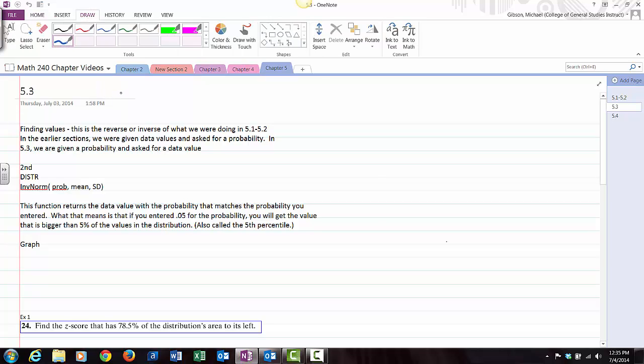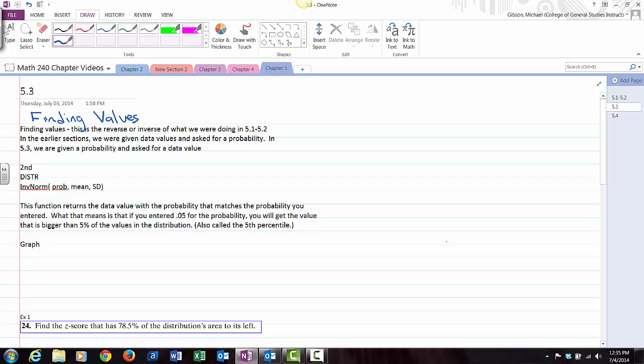Alright, this is the video for 5.3 and 5.4. This just says 5.3 on this page. We'll kick over to the next page when we start 5.4. Alright, the heading of this section is finding values.